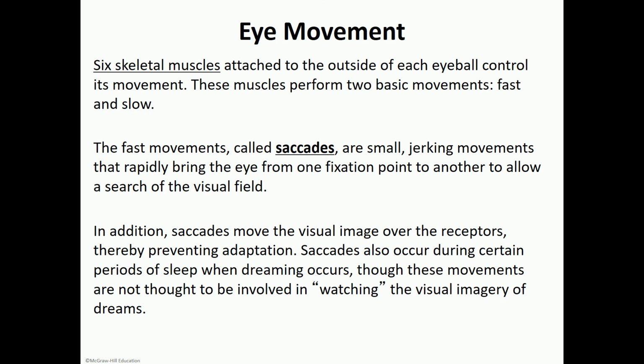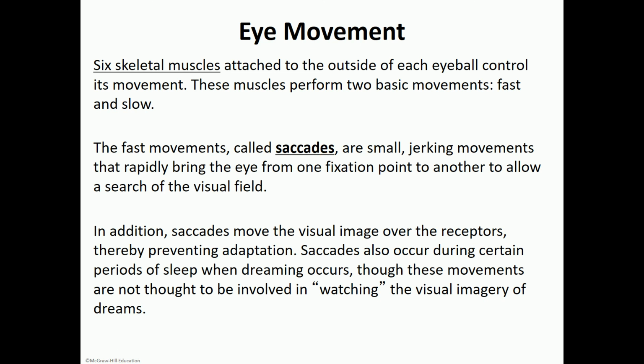We have the movements basically breaking down into fast and slow. So slow movement would be, you moving your eye looking from one thing to another. Fast movements are known as saccades. And these are very small, jerky movements. You might not even notice them.